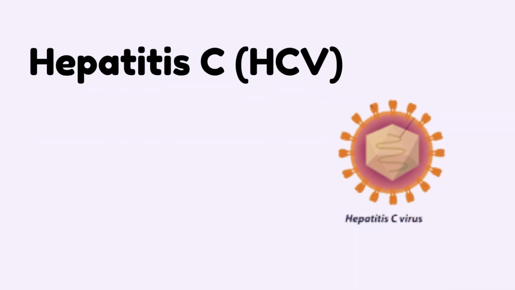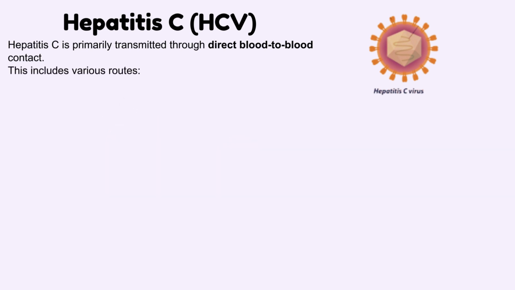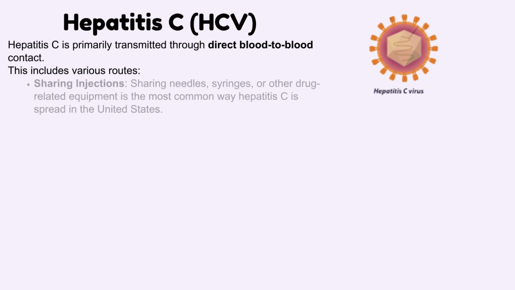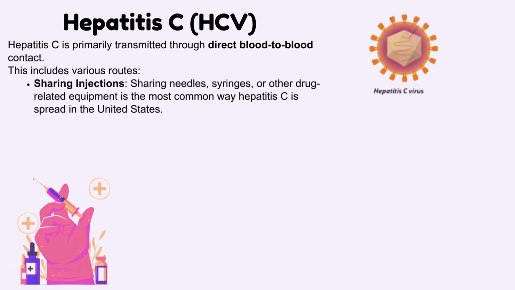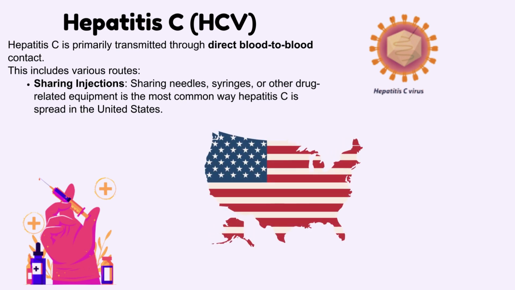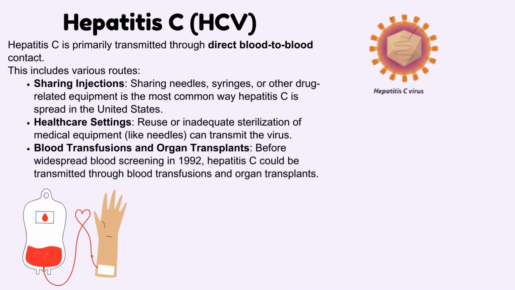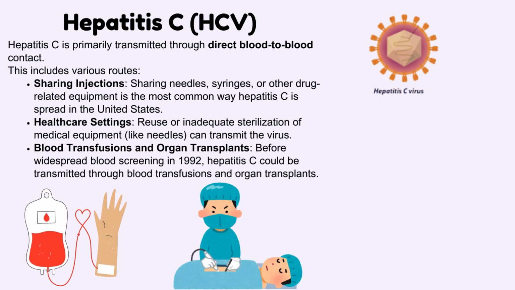Hepatitis C, HCV. Hepatitis C is primarily transmitted through direct blood-to-blood contact. This includes various routes. Sharing injections: sharing needles, syringes, or other drug-related equipment is the most common way hepatitis C is spread in the United States. Healthcare settings: reuse or inadequate sterilization of medical equipment, like needles, can transmit the virus.